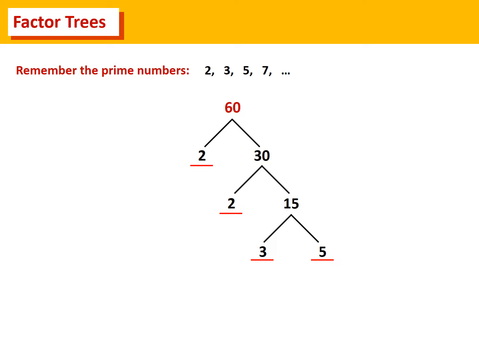So that now is the end of our factor tree. But the last little bit is to rewrite 60 as the multiplication of, or the product of, its prime factors. So 60 is 2 times 2 times 3 times 5. And we can abbreviate that because 2 times 2 can be written as 2 squared. So it's 2 squared times 3 times 5. And that's expressing 60 as the product of its prime factors.